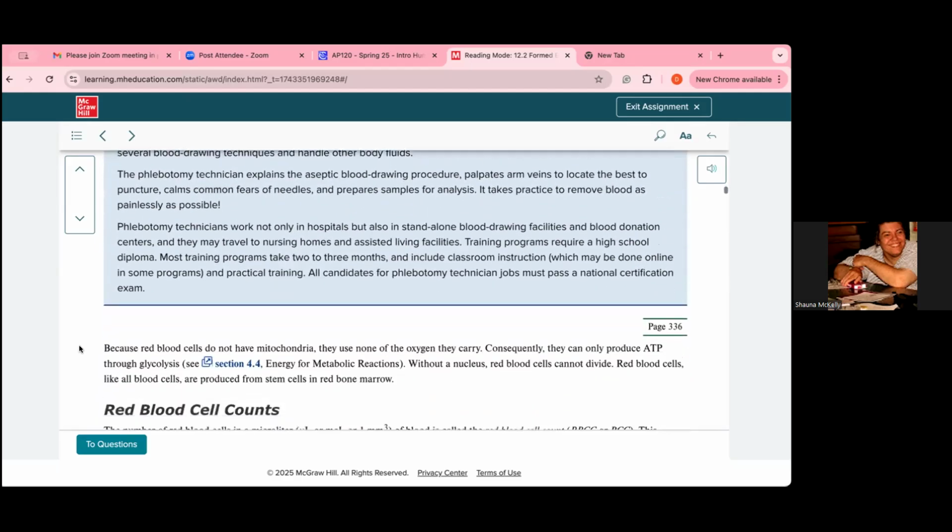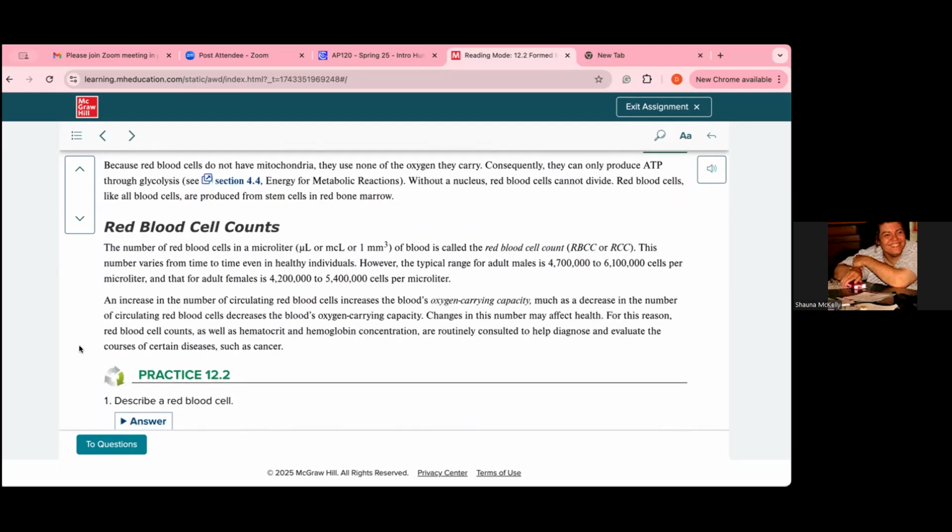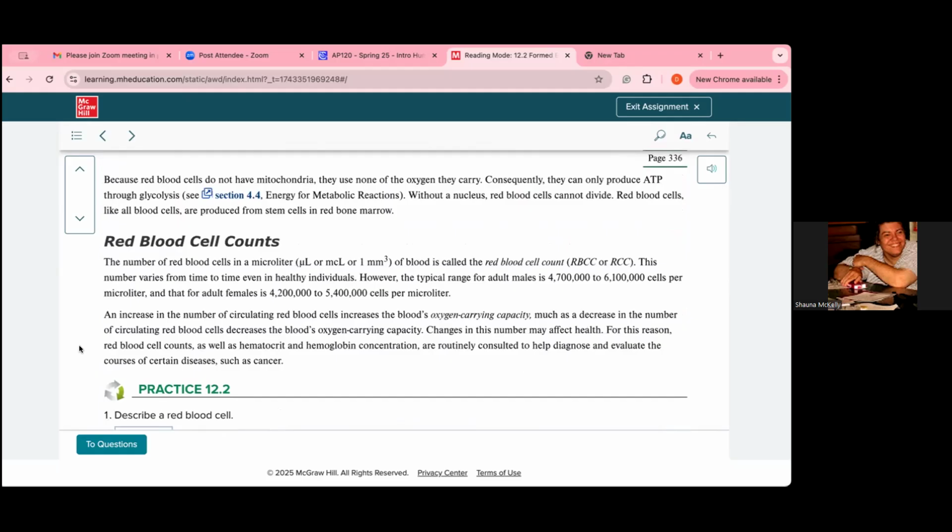Keep going. Because red blood cells do not have mitochondria, they use none of the oxygen they carry. Consequently, they can only produce ATP through glycolysis. Without a nucleus, red blood cells cannot divide. Red blood cells, like all blood cells, are produced from stem cells in red bone marrow. The number of red blood cells in a microliter of blood is called the red blood cell count, or RBCC or RCC.